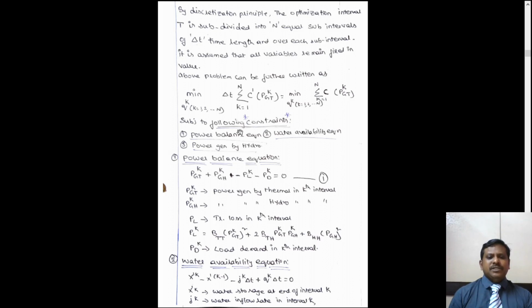So what are the subject to the following constraints here? I hope you already got this point, the word constraint here. The first one is the power balance equation, then the water availability equation, and the power generation by the hydro. So what is the power balance equation? PGT plus PGH minus PL minus PD, where K is representing the number of units.